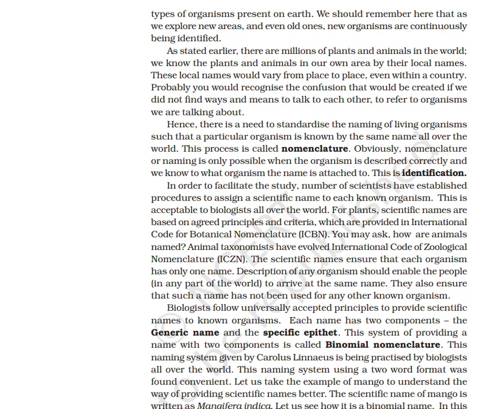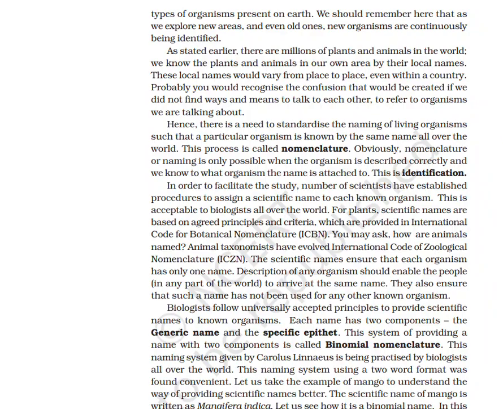Hence, there is the need to standardize the name of living organisms, such that a particular organism is known by the same name all over the world. This process is called nomenclature. Obviously, nomenclature or naming is only possible when the organism is described correctly and we know what organism the name is attached to. This is identification. In order to facilitate the study, a number of scientists have established procedures to assign a scientific name to each known organism. This is acceptable to biologists all over the world.